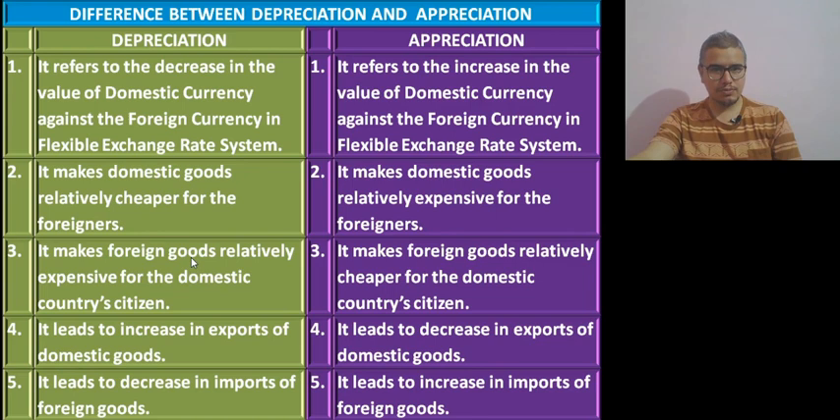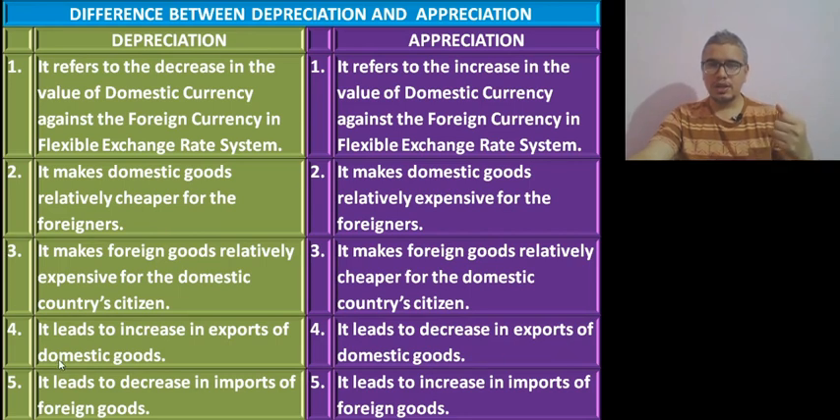Depreciation makes foreign goods relatively cheaper for the domestic citizen, that is the Indian citizen. Appreciation makes foreign goods relatively expensive for the domestic citizen. Depreciation leads to an increase in exports of domestic goods, as we have already seen in the relation between depreciation and export of domestic goods, to the foreigners. Appreciation leads to a decrease in exports of domestic goods to the foreigners.